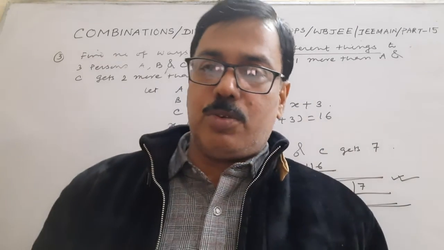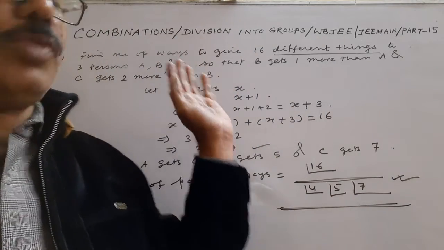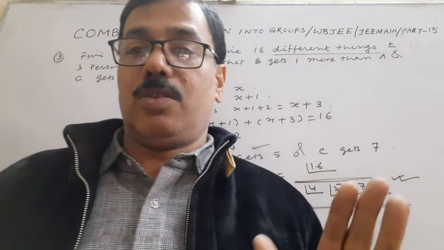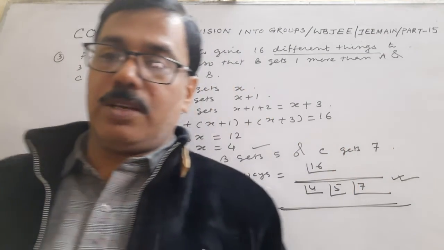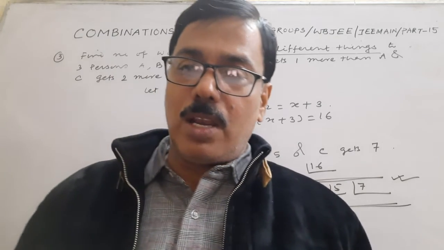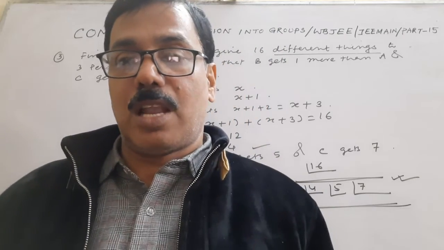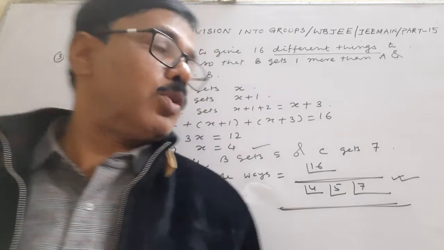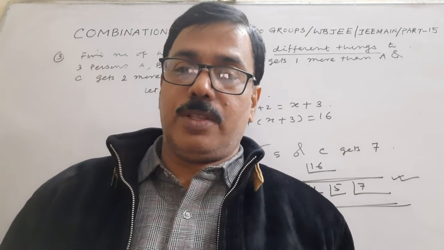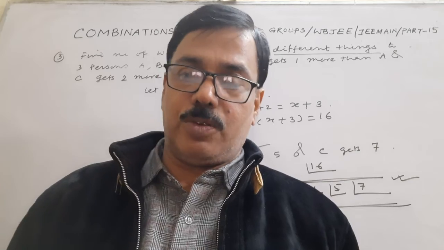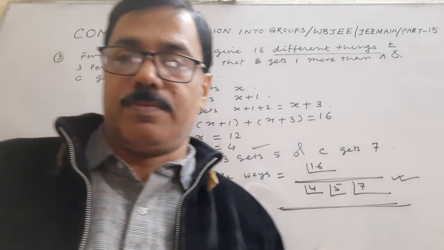So through this video today, I have discussed the division of different things, mind it, into different groups, having an equal number of things, dividing equally the things among persons. So theory is the most important part. You should remember the theory. The problems are very simple.